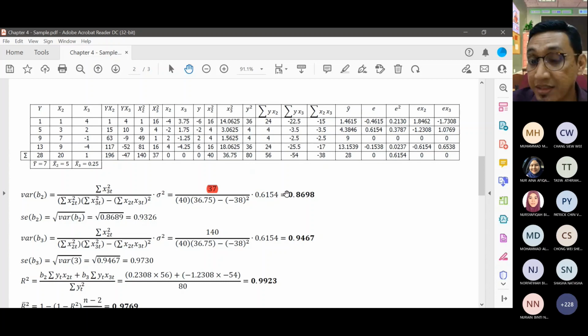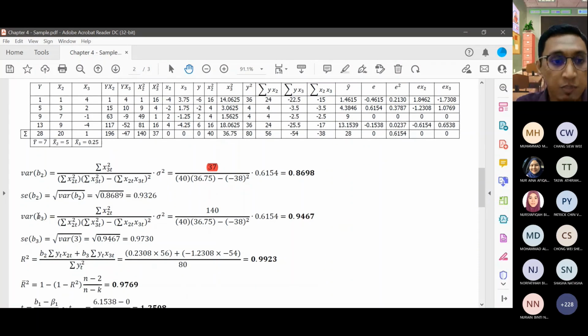0.8694. But I believe that this is the actual calculation, because I calculated this value in Excel. I plotted this one just before we started our lecture. So this is the actual or correct value, but this is an incorrect value or a typo, because this calculation is based on Excel. All right, we square root that, 0.8698, to get 0.9326.